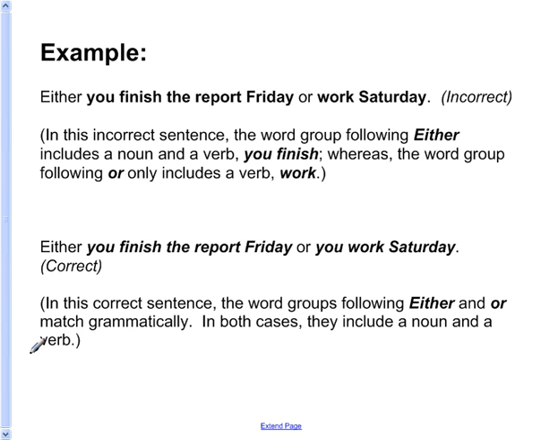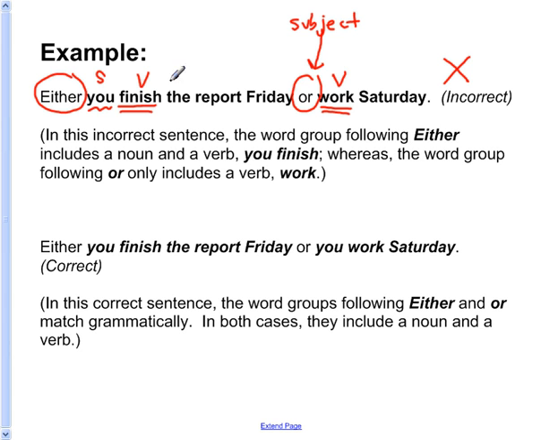Let's look at some examples. Either you finish the report Friday or work Saturday. So we have joining words. Let's look at the words that follow each joining word. First, you finish the report Friday. Here we have a subject, you, and a verb, finish. After or, we don't have a subject, but we have a verb. Therefore, this list is out of parallel. We need a subject after or to match the word group that comes after either.